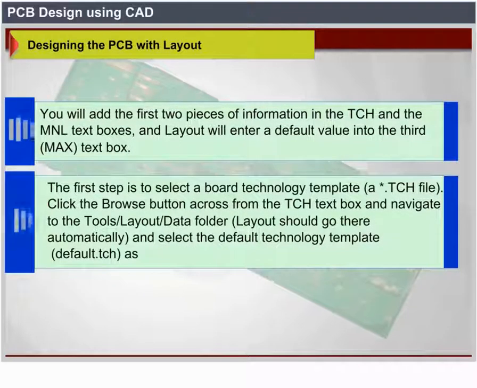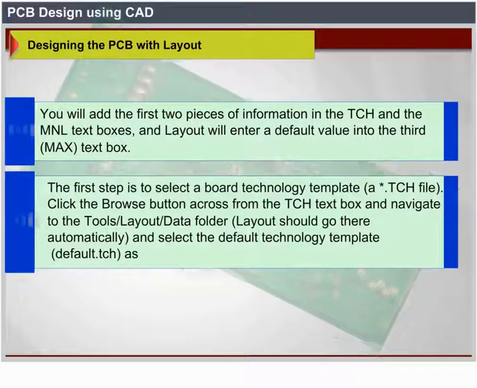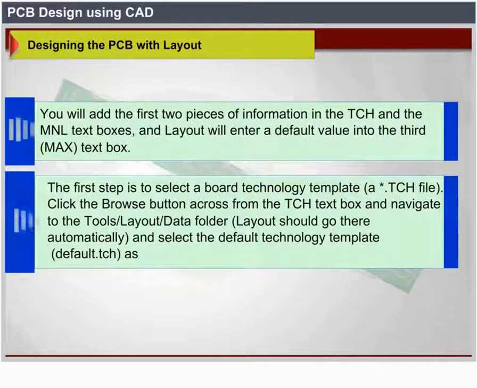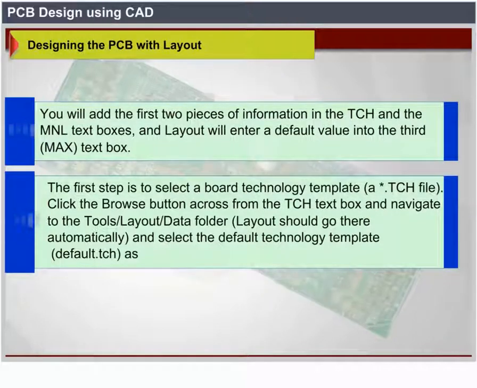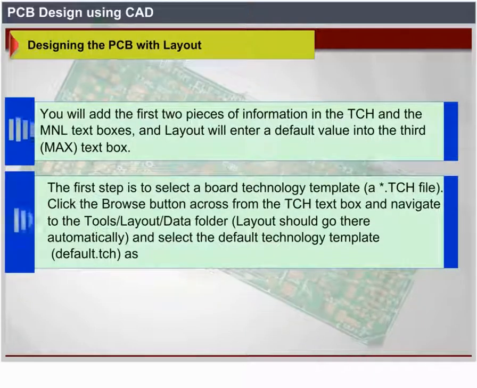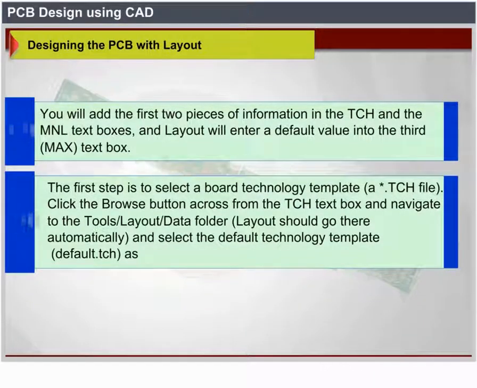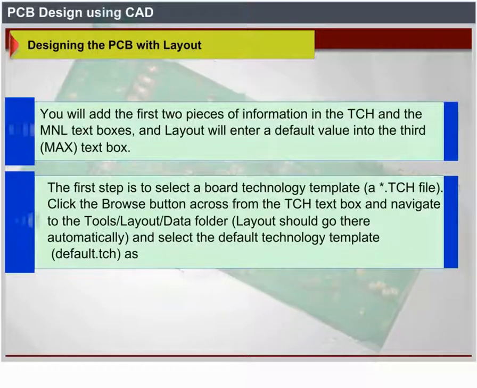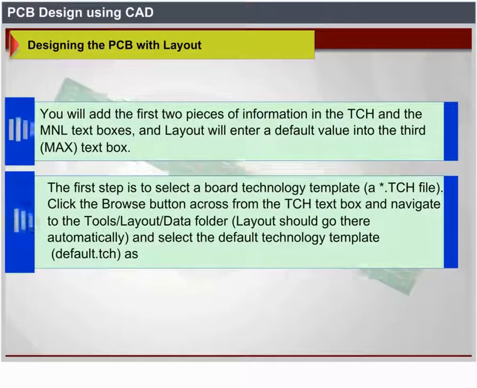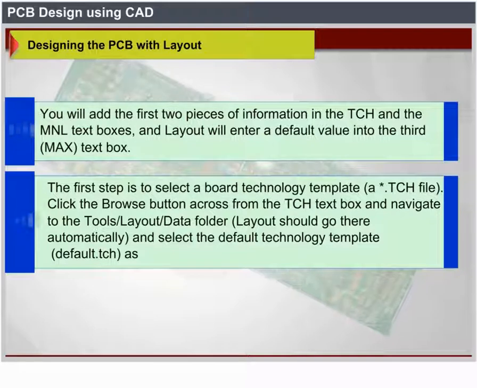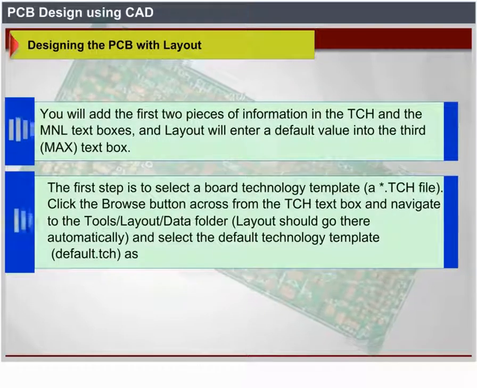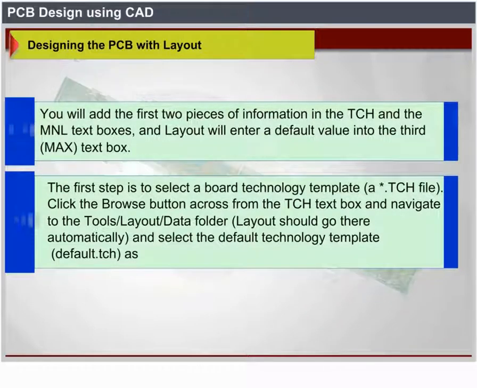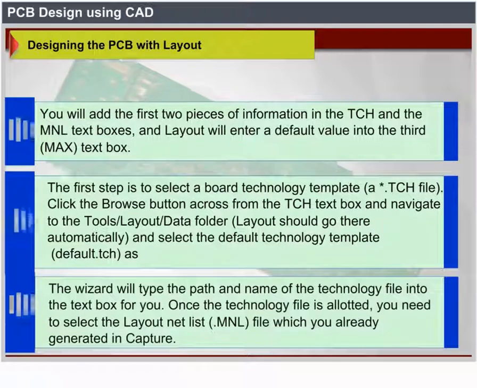The first step is to select a board technology template, a star.tch file. Click the Browse button across from the TCH text box and navigate to the Tools, Layout, Data folder. Layout should go there automatically. Select the default technology template, default.tch. The wizard will type the path and the name of the technology file into the text box for you.